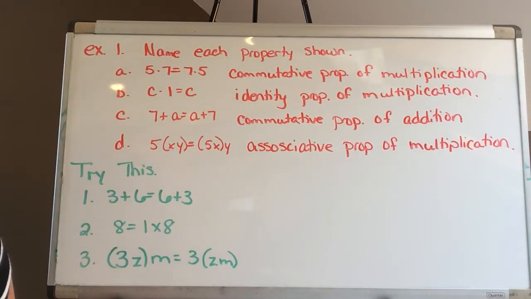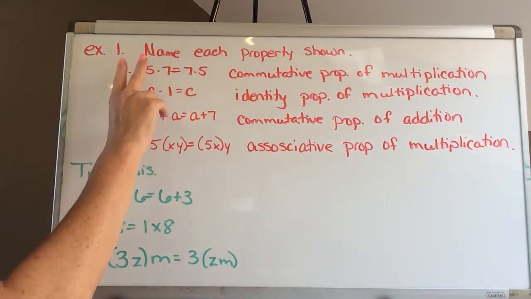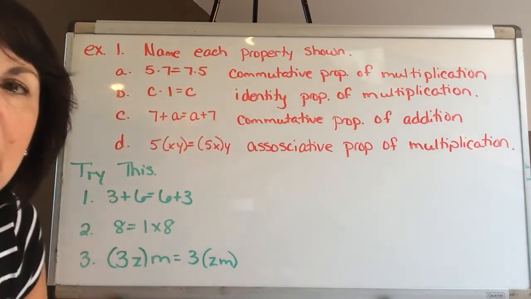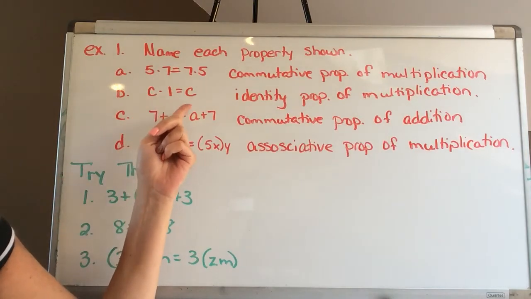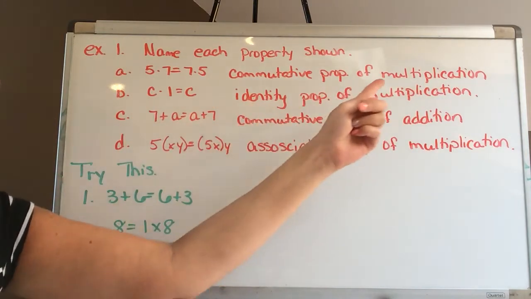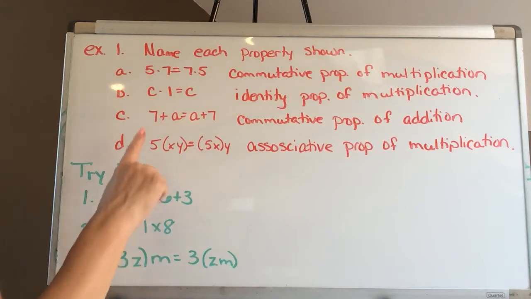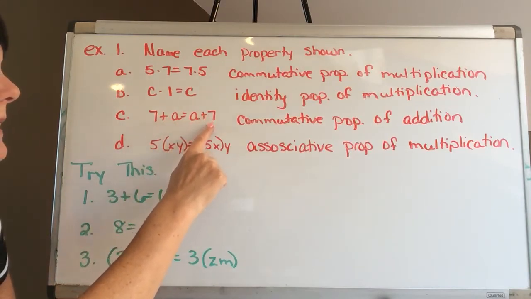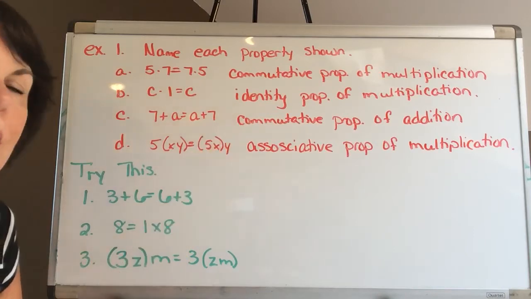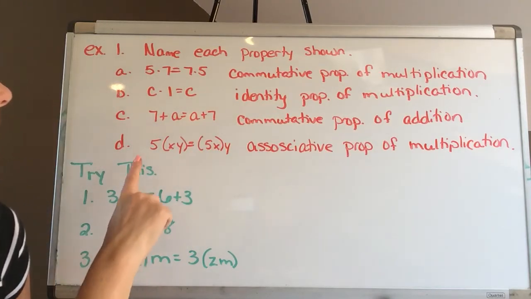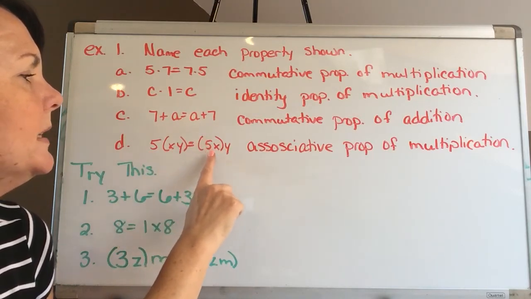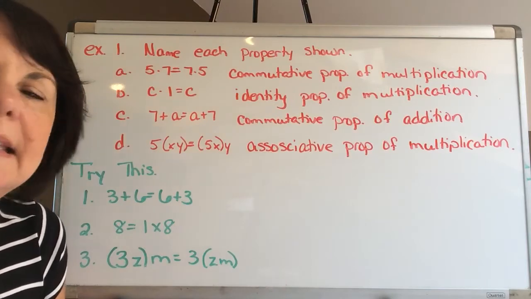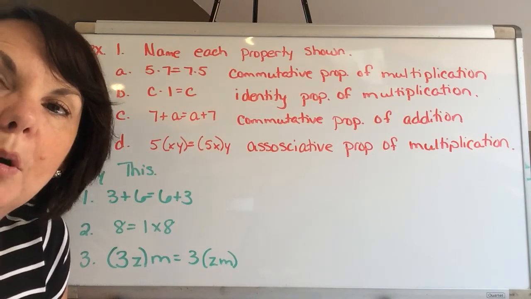Okay, name each property shown. Look at example 1. 5 times 7 equals 7 times 5. What changed was the order. That's the commutative property of multiplication. You must give me this now. c times 1 equals c. That's the identity property of multiplication. 7 plus a equals a plus 7. Order has changed. That's the commutative property of addition. And 5 times (xy) equals (5x) times y. The xy is grouped here and the 5x is grouped there. That is the associative property of multiplication.